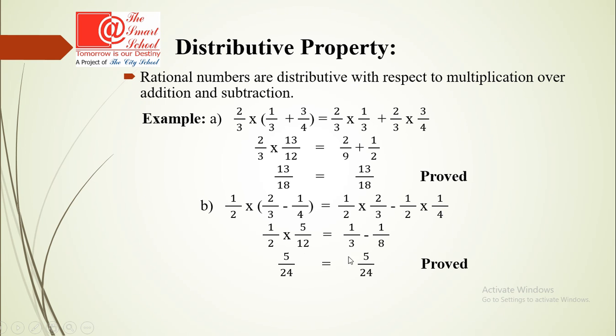Now both the sides have the same answer. It is 5 over 24. This is also 5 over 24. So it is proved that distributive property with respect to multiplication over subtraction is correct.